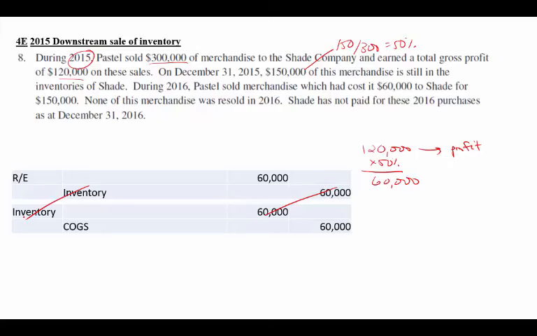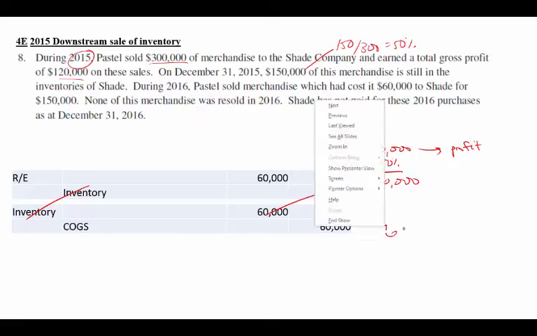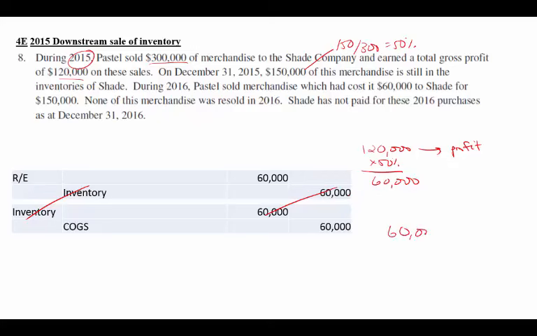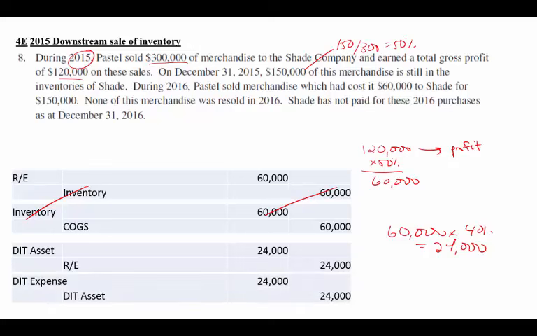For our DIT, we're going to now use Shade's tax rate because we're going upstream from sub to parent. So we're going to take our $60,000 and multiply it by the tax rate of Shade, 40%, which tells us that our DIT is going to be $24,000. So we'll record our DIT expense via retained earnings last year, setting up that DIT asset, and actually record the DIT expense as a debit this year, clearing out the asset.